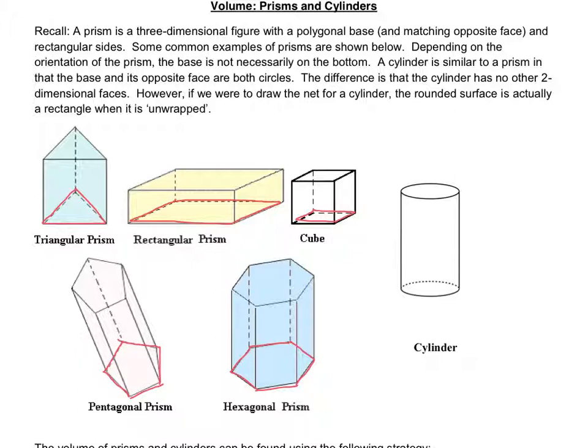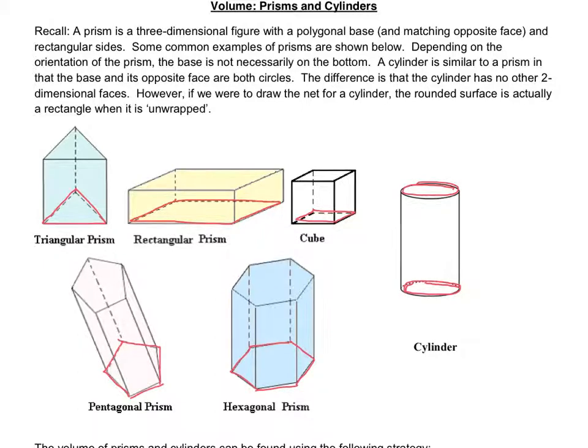Now, the reason that we group a cylinder in with the prisms in terms of the volume lesson is because a cylinder is similar in the sense that the base is a circle, which isn't a polygon exactly, but across from that circle there is another matching circle, and the way that we find the volume for a cylinder is quite similar to finding the volume of a prism. So that's why we've grouped those shapes together, and you'll see what I mean momentarily.